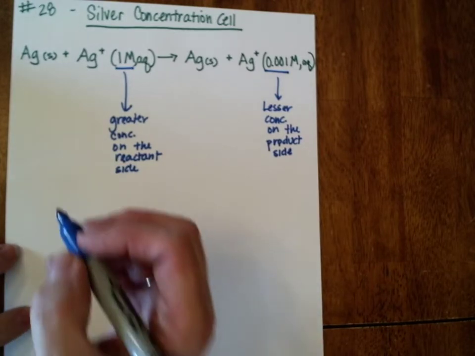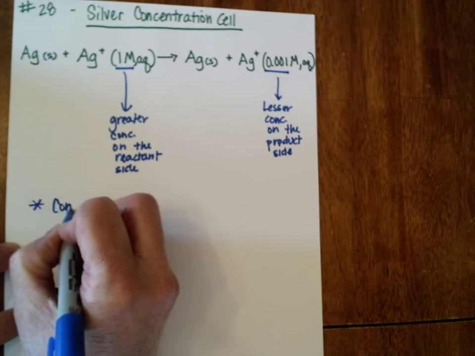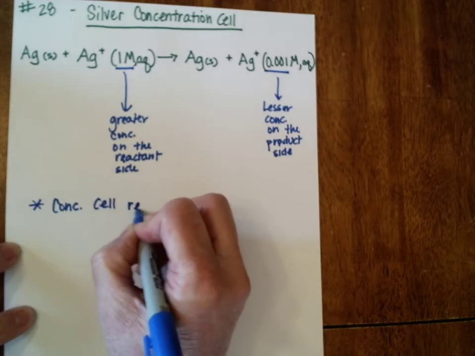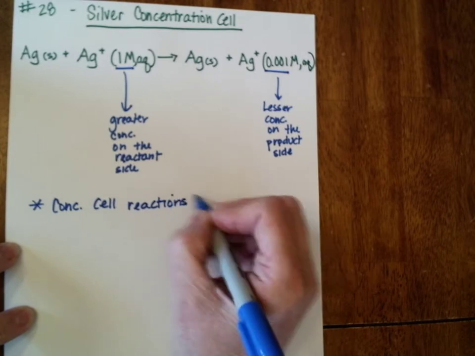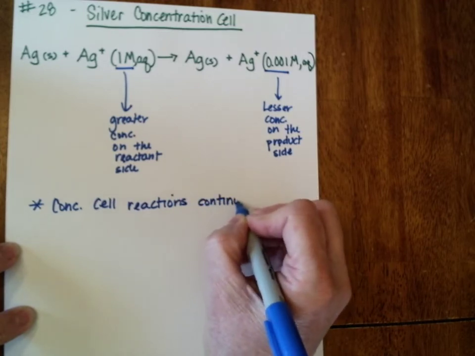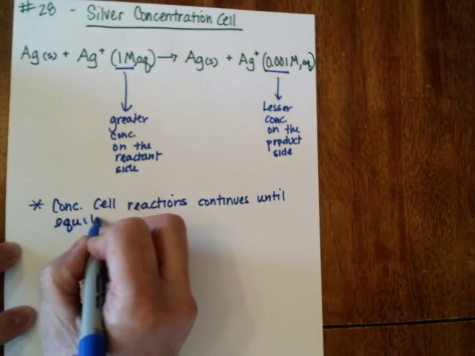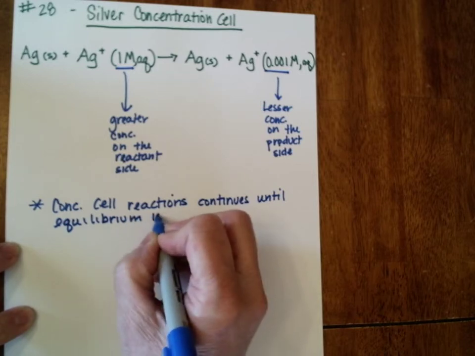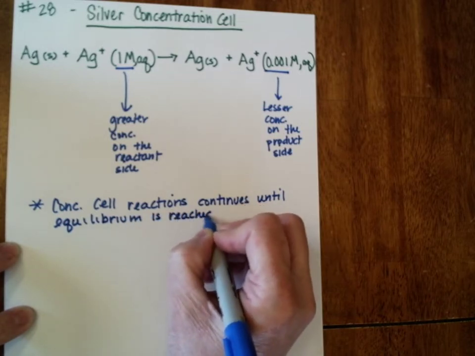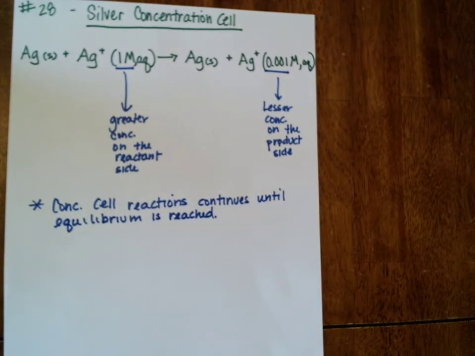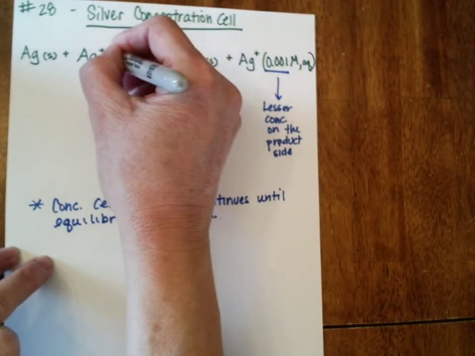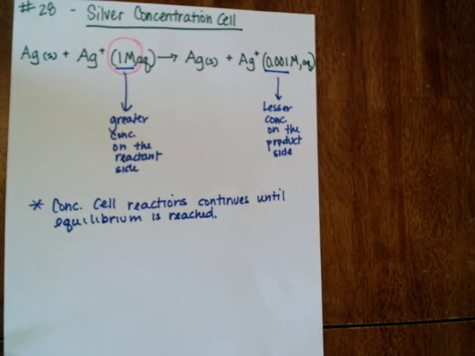I know that in a cell like this, in a concentration cell, my reaction continues until equilibrium is reached. So I know that's what's going on in this cell. So I have to look at my molarities and look for which one's the strongest. And immediately I say, okay, this 1 molar is definitely stronger than my 0.001 molar.